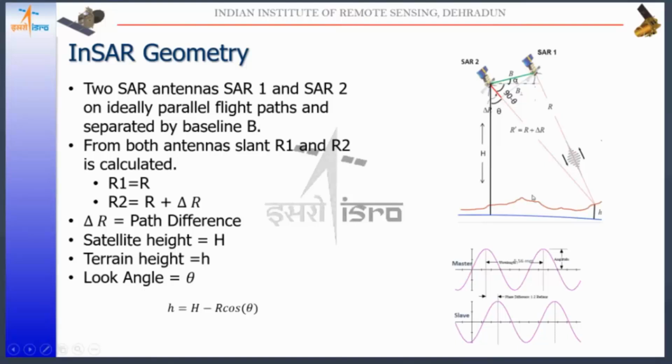So what is the relationship between the terrain height and the satellite height? We have h is equal to H minus R cos theta. From this geometry we can formulate h equals H minus R cos theta. You can see these waves from the master and slave, meaning one sensor is called the master and the second is called the slave, and this is the wave propagation. So there is some phase delay. We have to calculate the phase delay between these two SAR sensors, and from there we will use some calculation to derive the height.